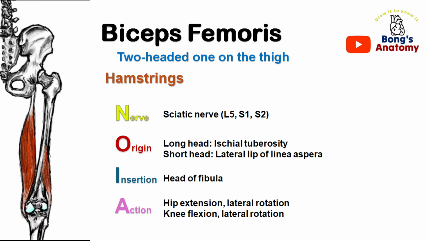It differs between the long head and short head. Long head, tibial division, short head, fibular division. The long head originates from the ischial tuberosity and the short head originates from the lateral lip of the linea aspera. Both insert into the head of the fibula. Action would be hip extension, lateral rotation, and knee flexion and lateral rotation because it is on the lateral side.